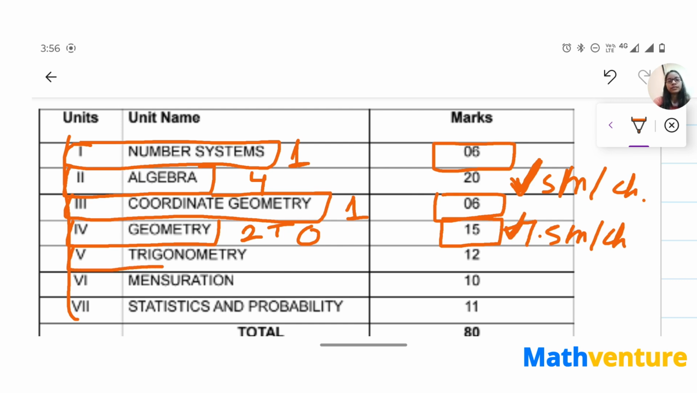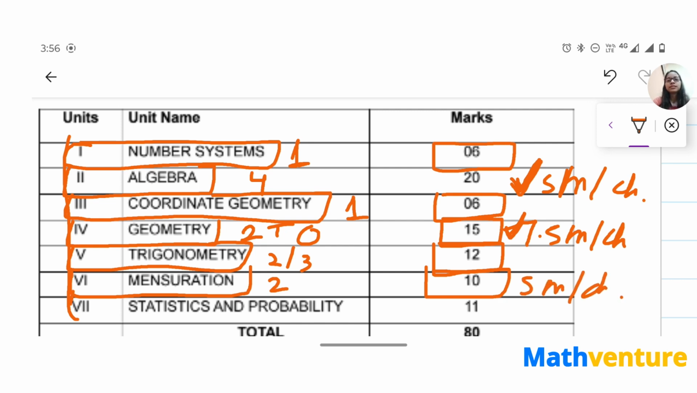The 5th is trigonometry. In trigonometry you will see 3 chapters, but in NCERT you will see maybe 2 because the introduction and the identities are integrated in one chapter. So 2 or 3 chapters under this unit, and the marks distribution is 12. Then comes the 6th unit, mensuration. It has 2 chapters, area related to circles and the surface area and volumes of the combinations of different 3D objects, and it has 10 marks weightage, that means 5 marks per chapter.